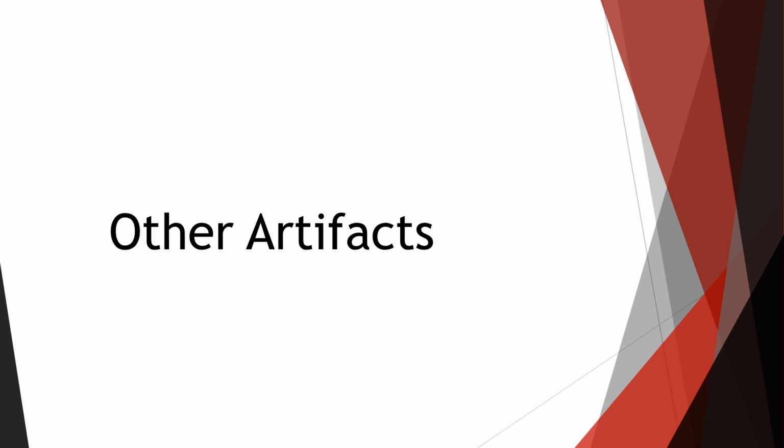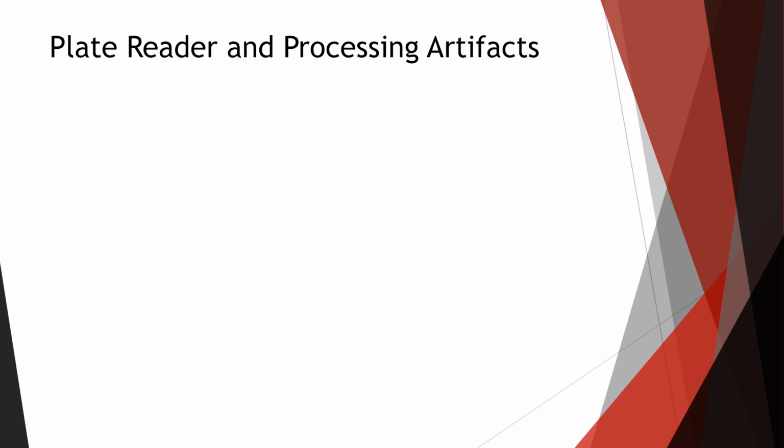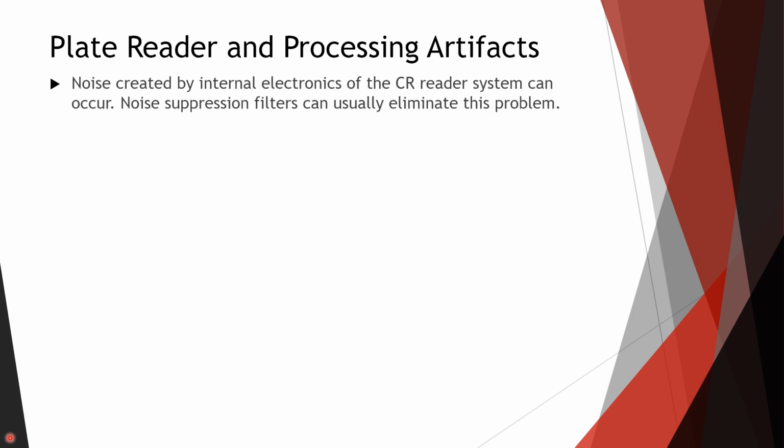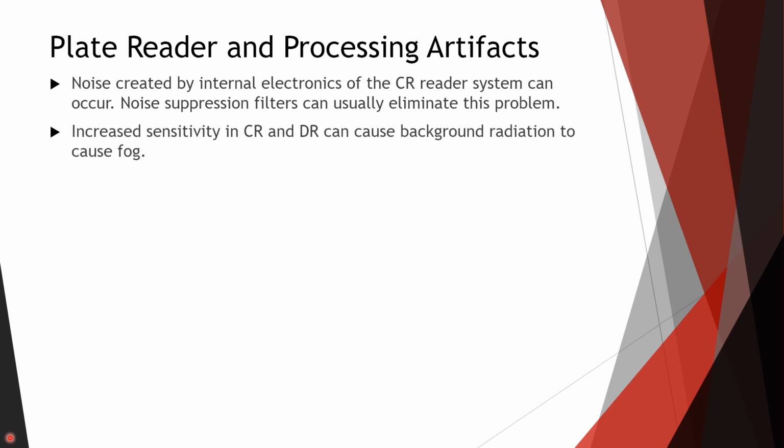Let's talk about some other artifacts. Plate reader and processing artifacts. Noise created by internal electronics of the CR reader system. So the CR reader can cause noise, the electronics inside. Noise suppression filters are utilized, and they can usually eliminate this problem. But if the electronics are faulty inside, beyond that suppression technology, then it's going to start causing artifacts to appear. Okay, either visually, where it can grossly be seen, or maybe behind the scenes, and eventually it does become worse. So then parts need to be replaced at that point, and service needs to be called.